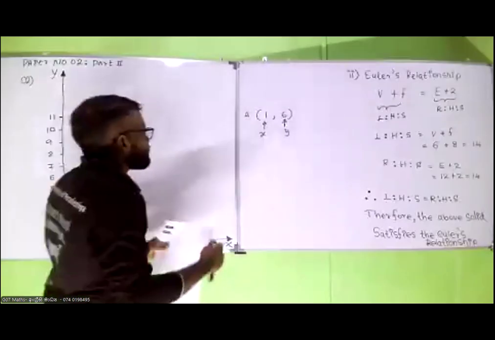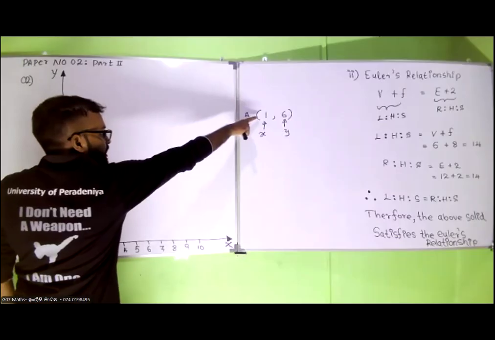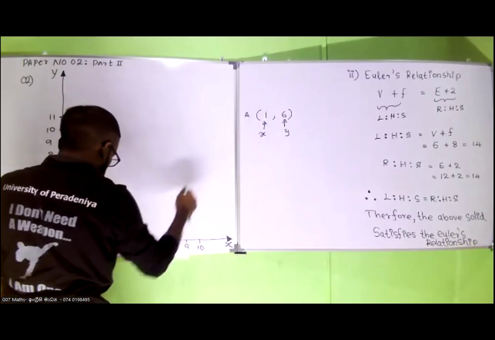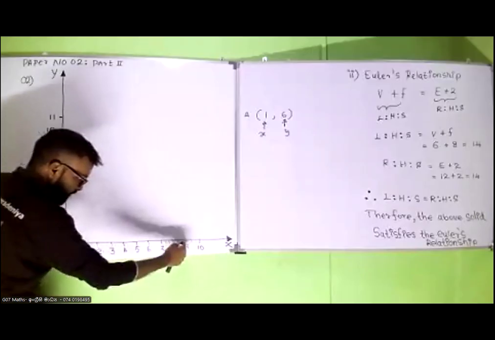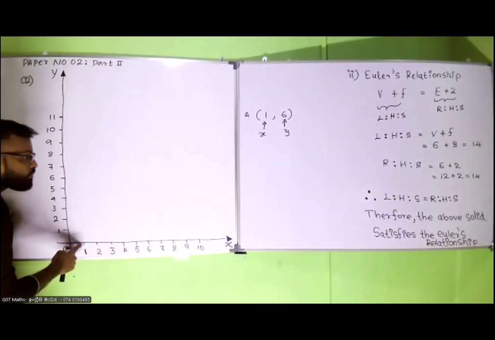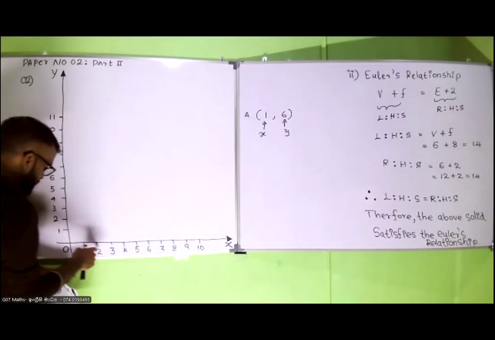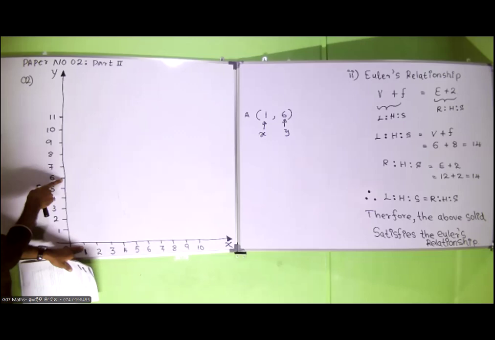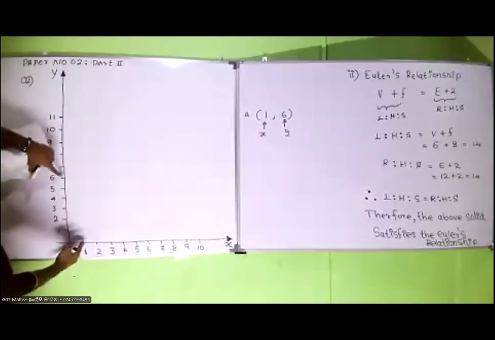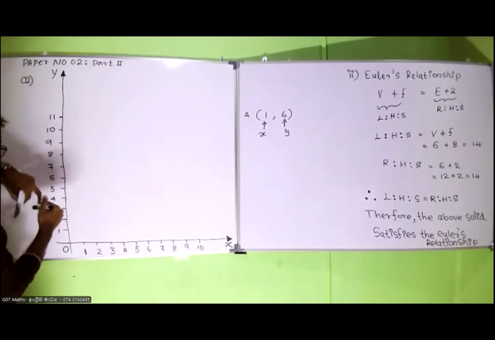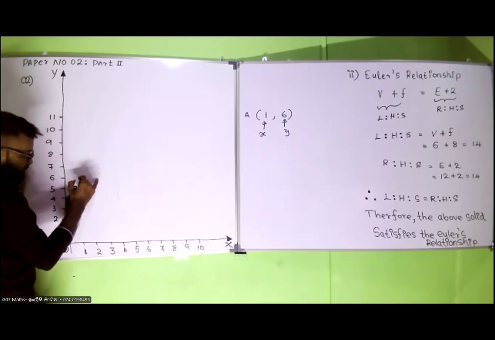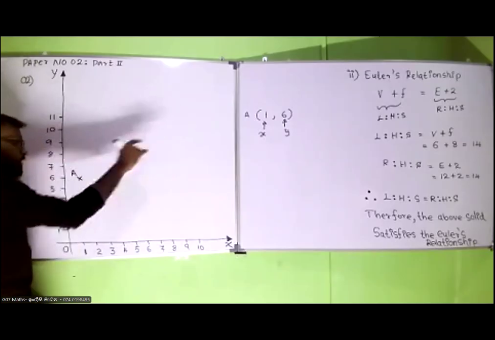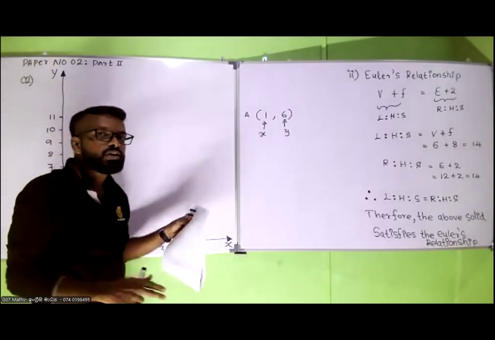I will show you. This is my x-axis. Where is my number 1? Here is number 1. From the y-axis, number 6. Somewhere around here. So I am going to find where they intersect each other. Somewhere around here. So this should be my point A (1, 6). Likewise, you have to mark the rest of the points.